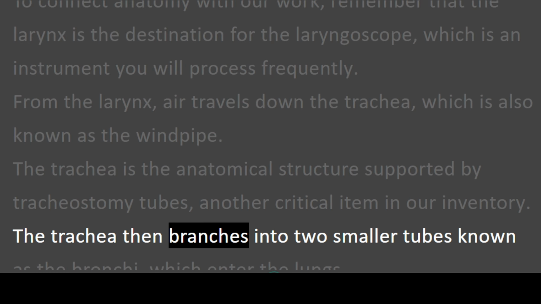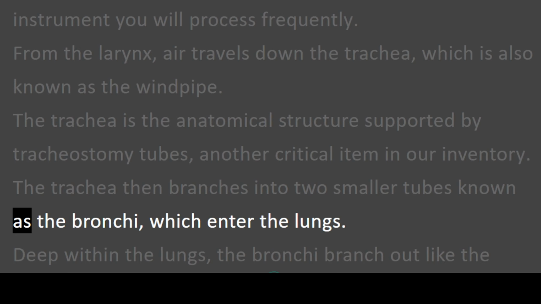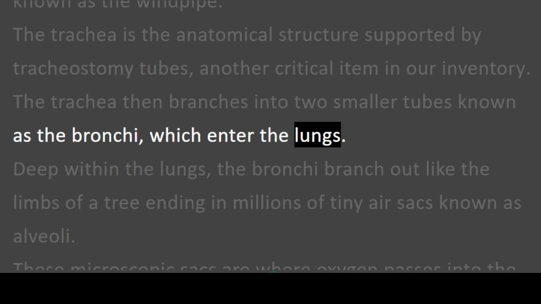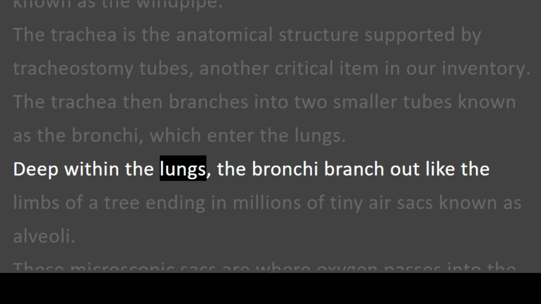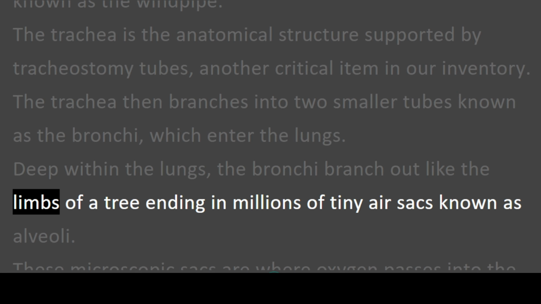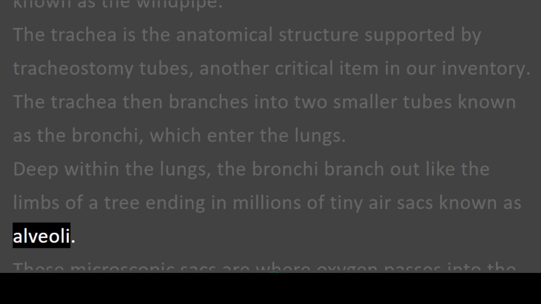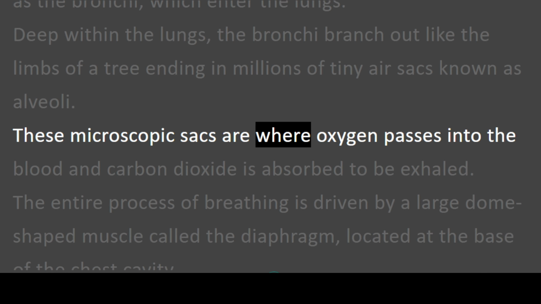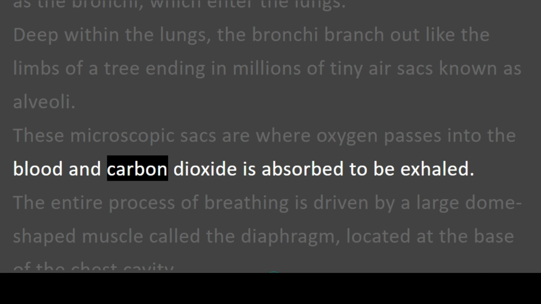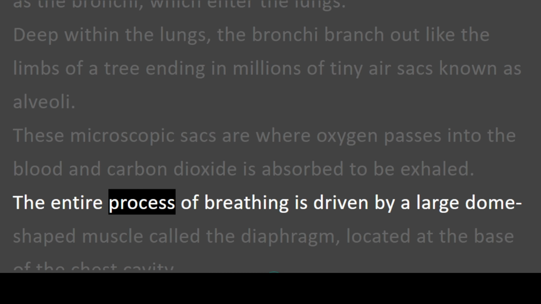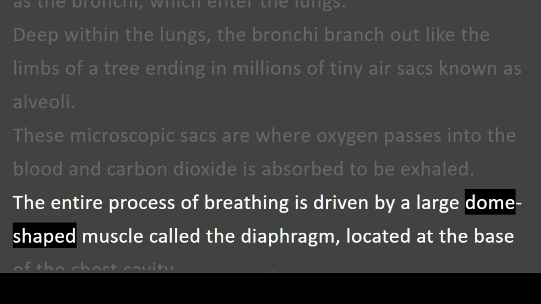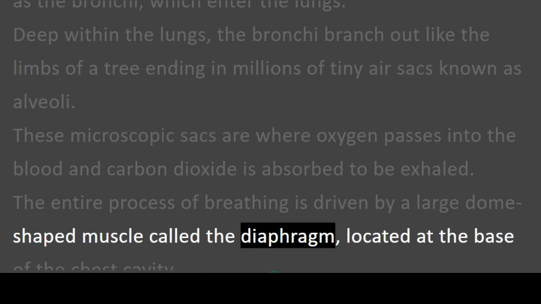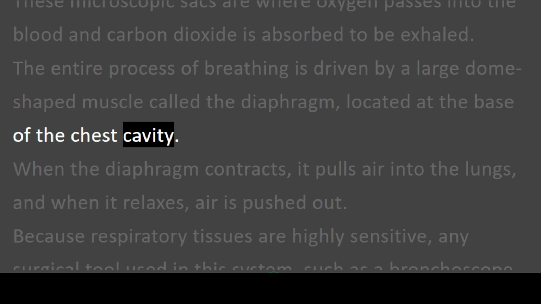The trachea then branches into 2 smaller tubes known as the bronchi, which enter the lungs. Deep within the lungs, the bronchi branch out like the limbs of a tree, ending in millions of tiny air sacs known as alveoli. These microscopic sacs are where oxygen passes into the blood and carbon dioxide is absorbed to be exhaled. The entire process of breathing is driven by a large dome-shaped muscle called the diaphragm, located at the base of the chest cavity.